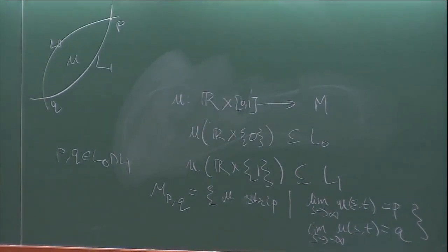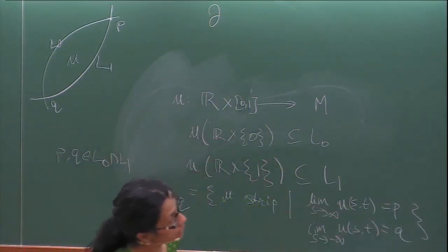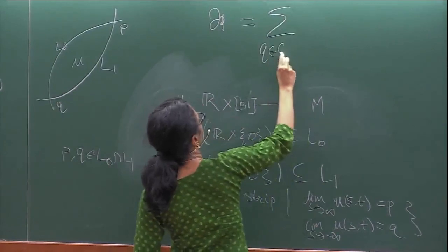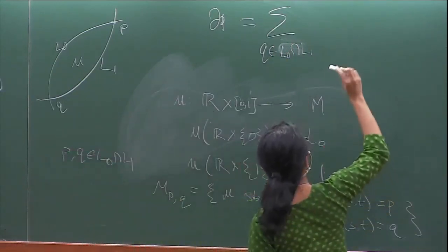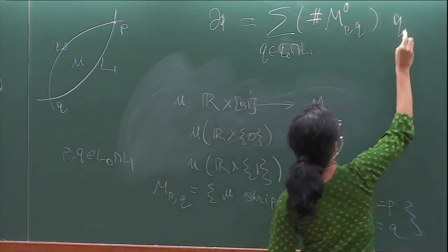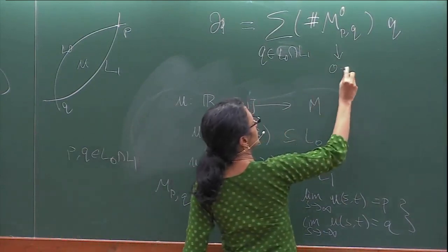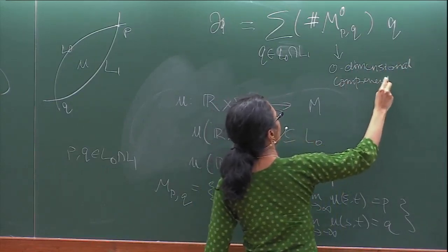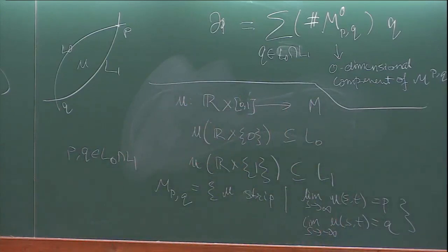And the coboundary operator is defined as, you take the sum over all intersections, and so one point I want, by this symbol I mean the zero-dimensional component of M(P,Q).